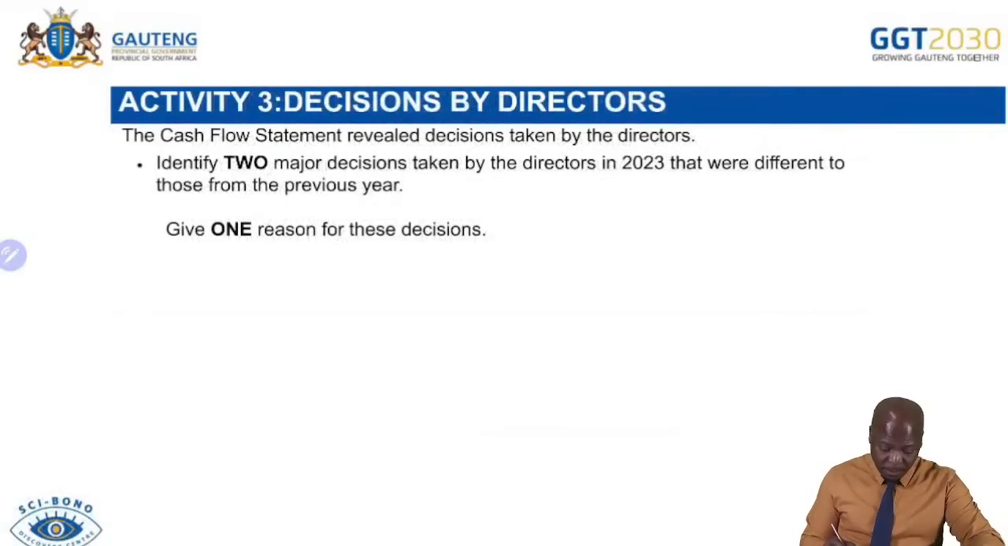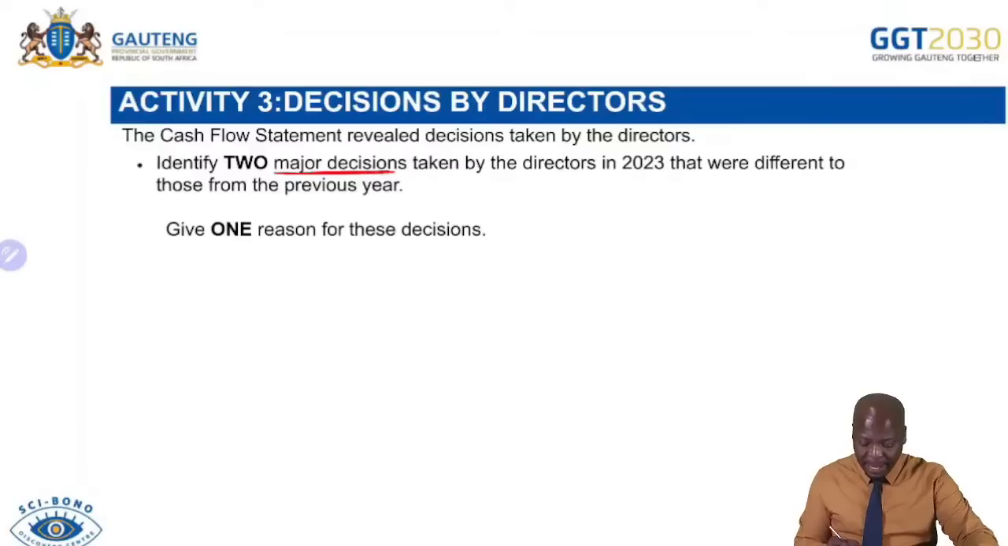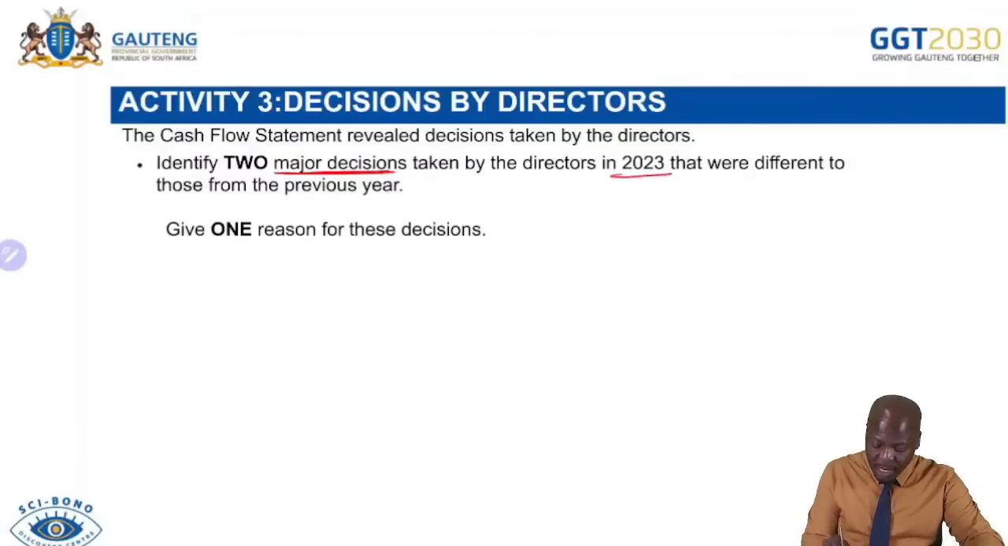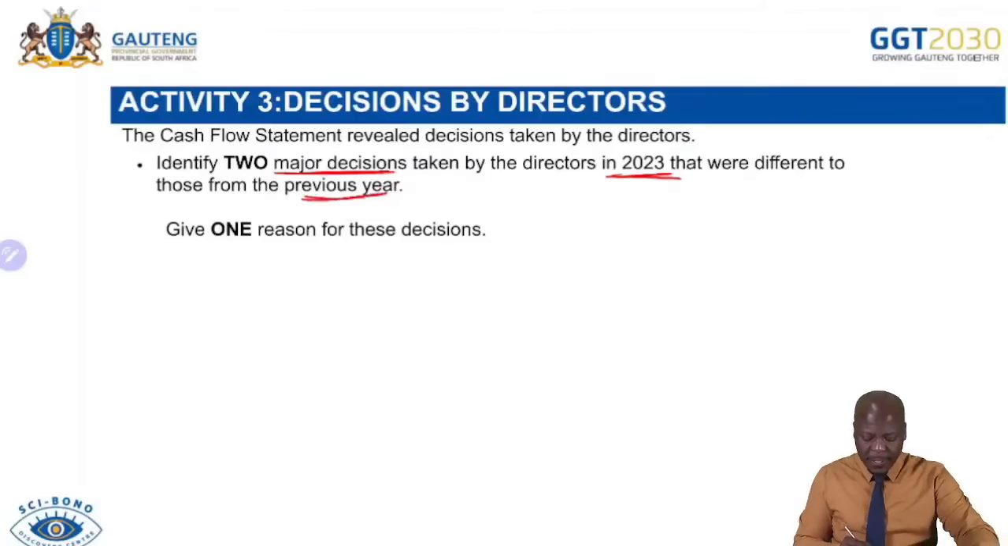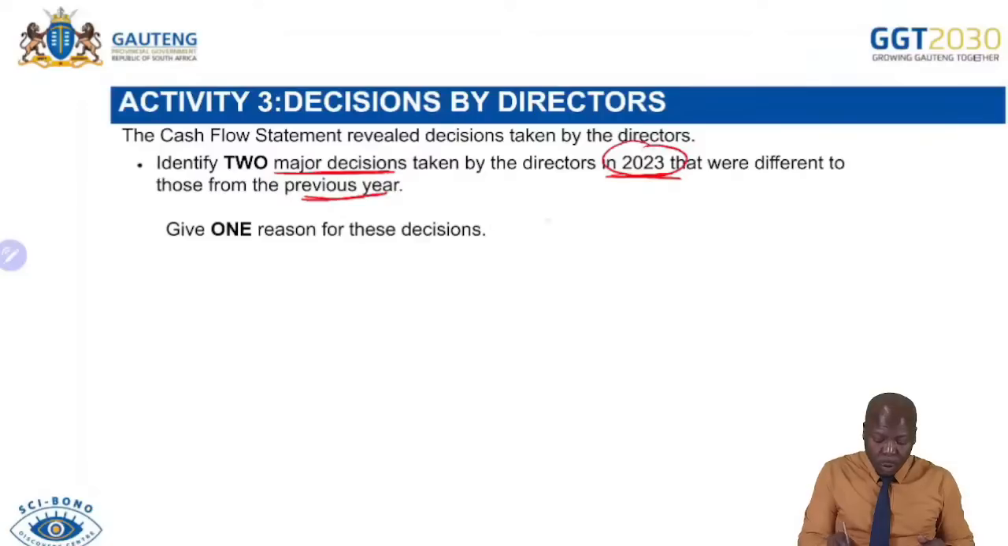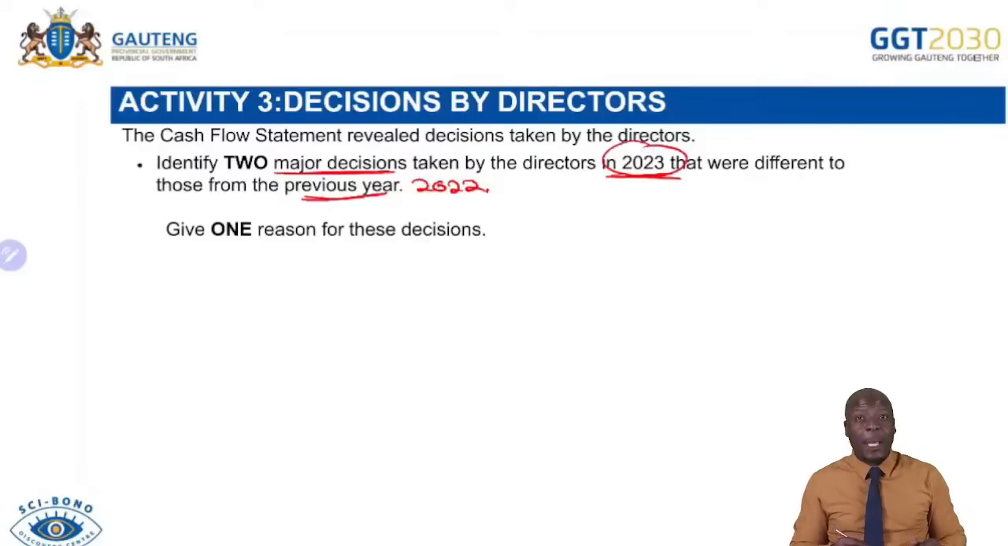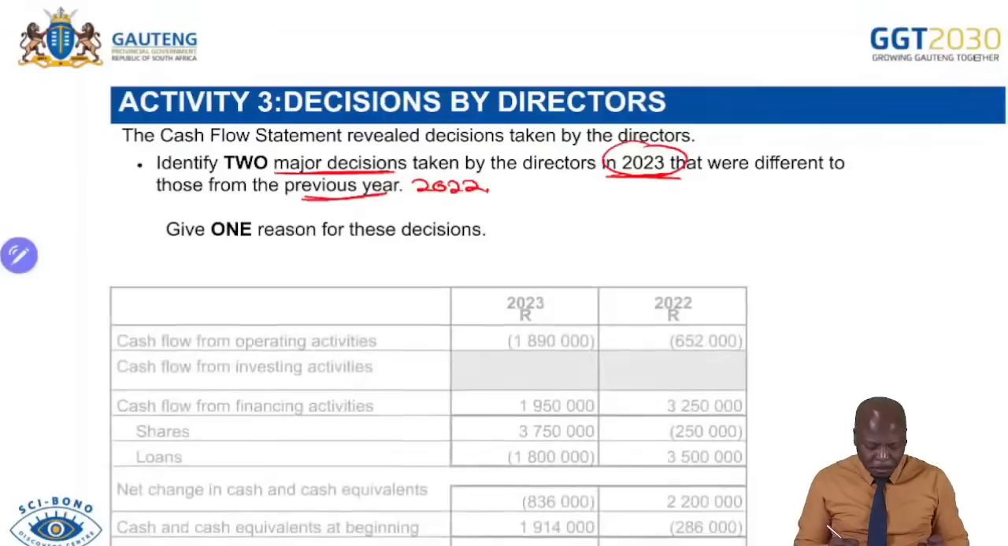It says, identify two major decisions taken by the directors in 2023 that were different to those from the previous year. Give one reason for your decision. So we are comparing decisions made in 2023 to those of the previous year, 2022. Okay, let's go and look at those decisions.